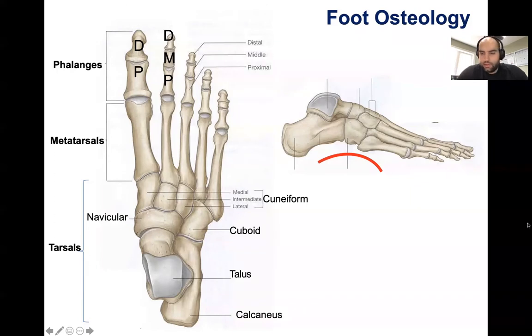The joint, I guess I didn't write that down in the slide. So, tarso-metatarsal joint, or TMT for short. And then the joint that connects the metatarsals to the phalanges is called the metatarsal phalangeal joints. So let me write that down. That's MTP for short.